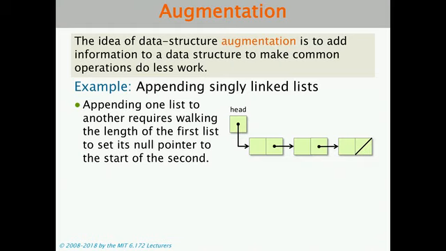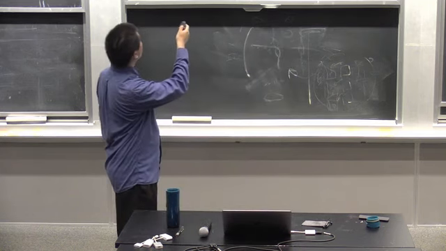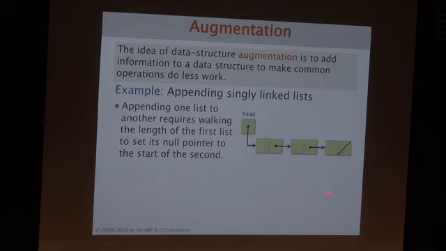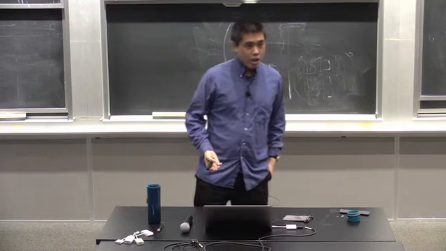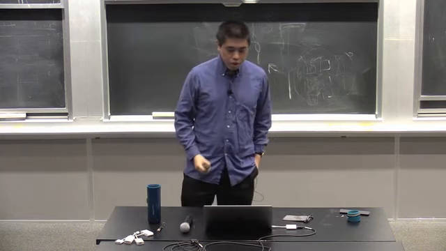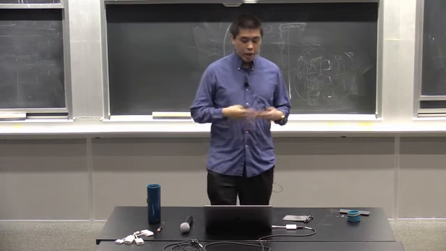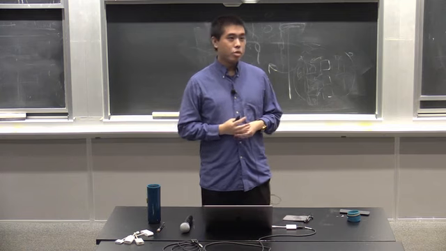Now, if you want to append one list to another list, that's going to require you walking down the first list to find the last element so that you can change the pointer of the last element to point to the beginning of the next list. And this might be very slow if the first list is very long. So does anyone see a way to augment this data structure so that appending two lists can be done much more efficiently?